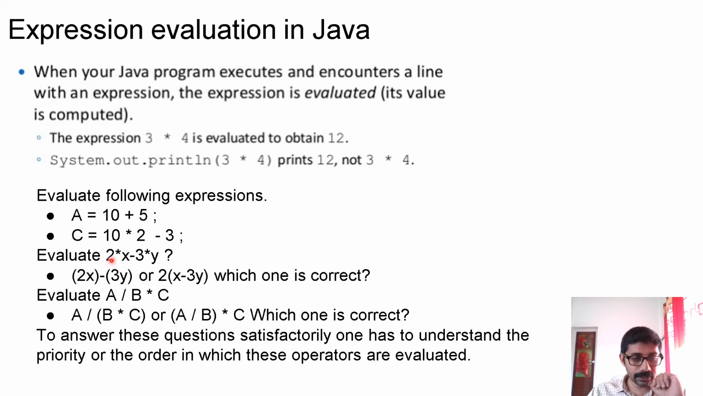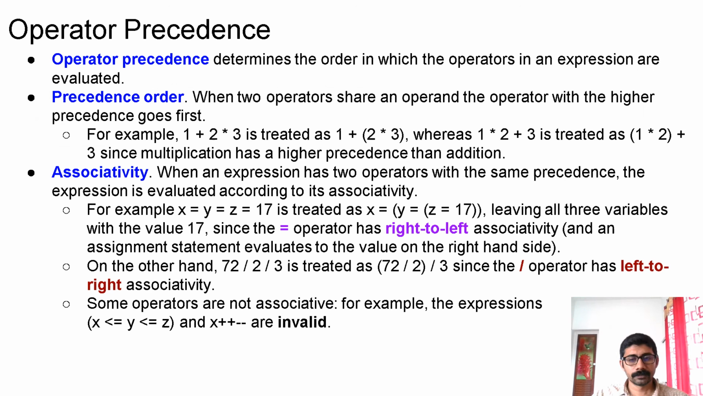Now, just see another case. 2 * x - 3 * y. How to evaluate this? (2 * x) - (3 * y), or 2 * (x - 3) * y? Which one is correct? Another case. a / b * c. Is it (a / b) * c or a / (b * c)? Which one is correct? To answer these questions satisfactorily, one has to understand the priority or the order in which these operators are evaluated. So we need to understand that.